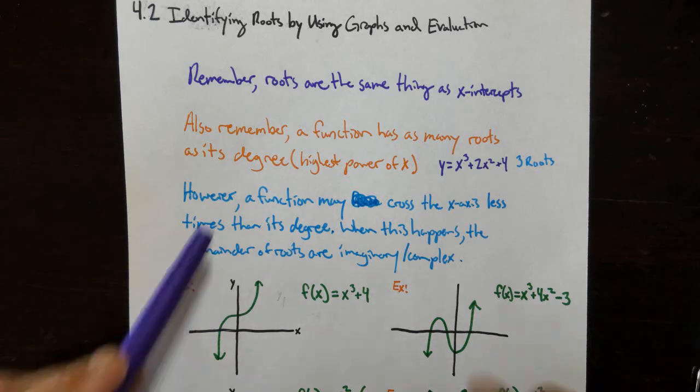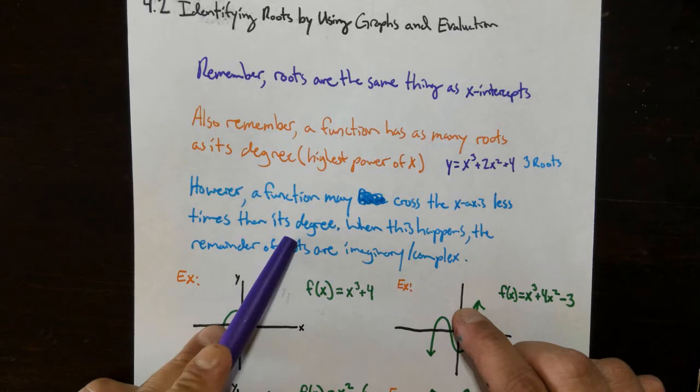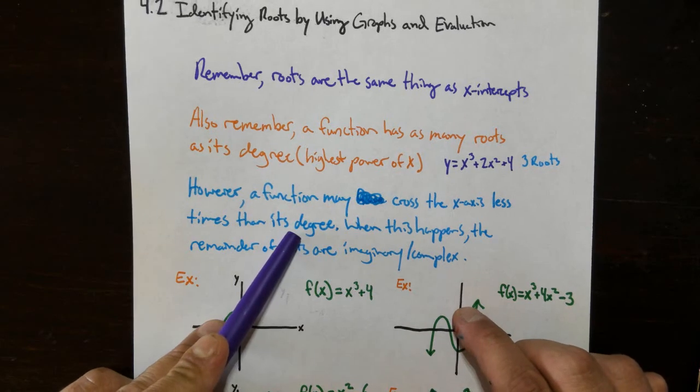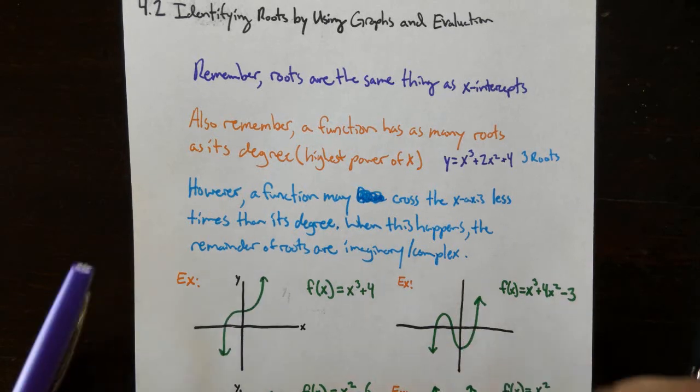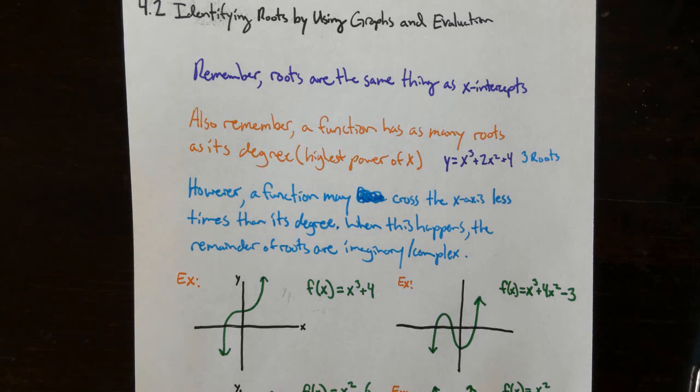So that's what I have here in the blue. It says, however, a function may cross the x-axis fewer times than its degree. So sometimes we'll have a third-degree polynomial which will only cross the x-axis once. When this happens, the remainder of the roots are imaginary or complex. So if we had a cubic function, something to the third degree, and it crosses the x-axis only once, that means it has 1 real root, but 2 imaginary roots, because we need to hit those 3 roots, since it is cubic.